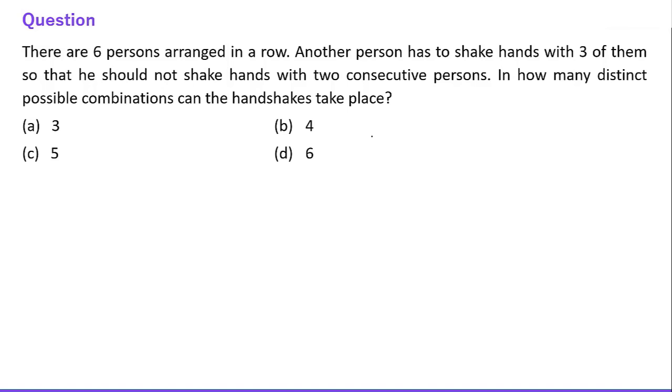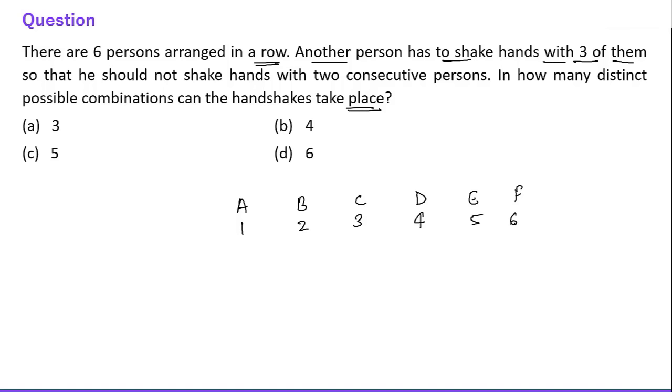Next question is saying, there are 6 persons arranged in a row. Another person has to shake hands with 3 of them, so that he should not shake hands with 2 consecutive persons. In how many distinct possible combinations can the handshake take place? See everyone, there are 6 persons standing in a row. Let's say A, B, C, D, E, F. Let's say their positions are 1, 2, 3, 4, 5 and 6, right?